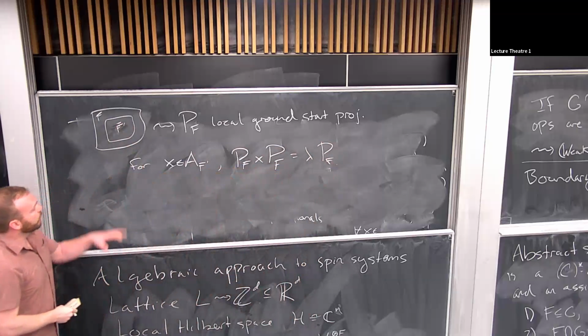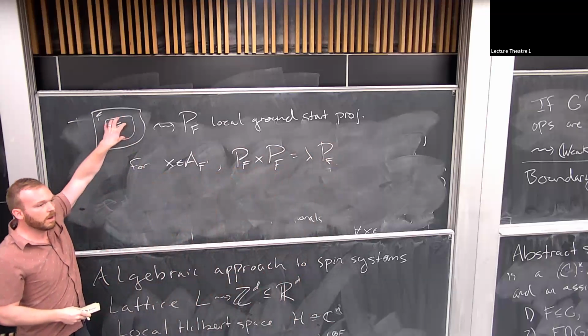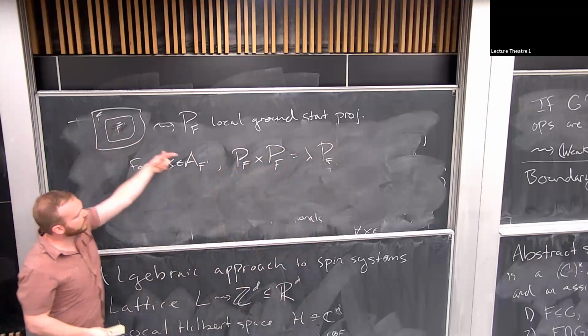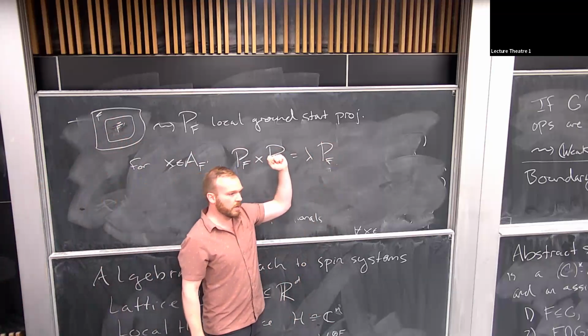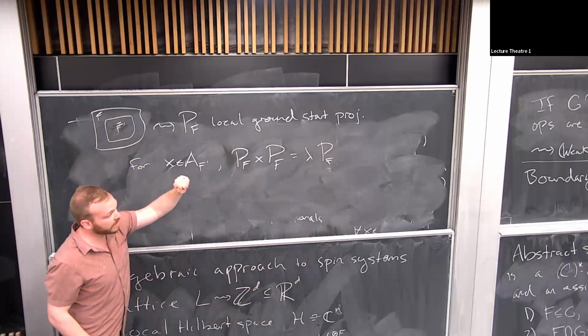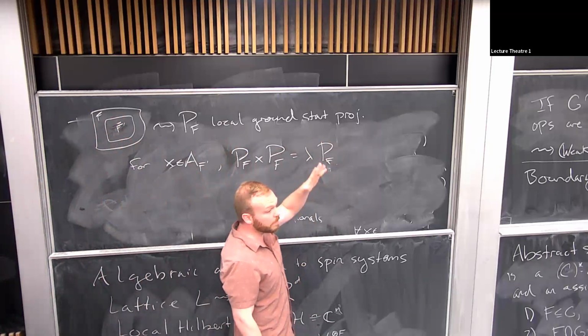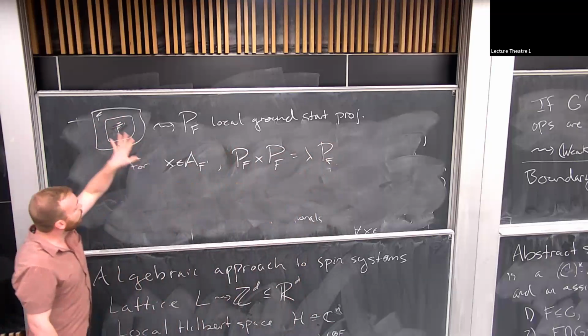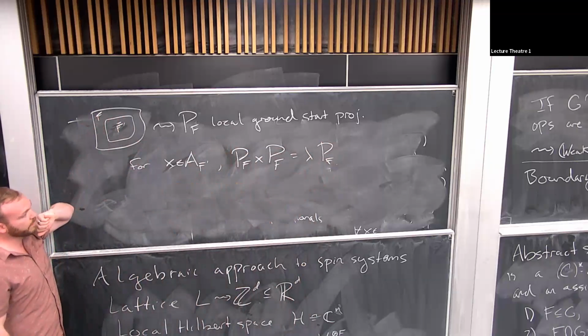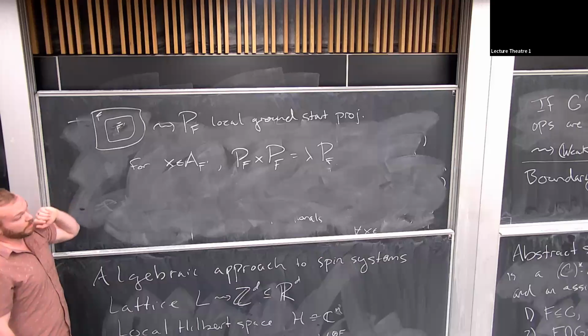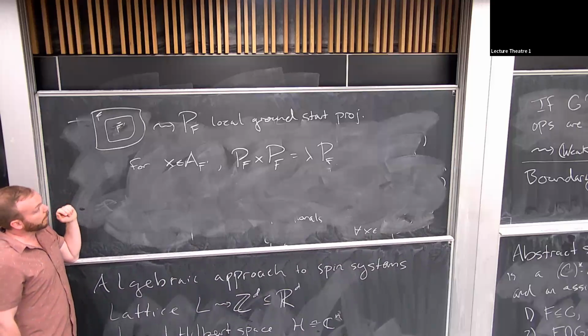So if I go far enough into the middle of my local ground state projection and I squeeze the operator between, I just get a scalar. This is the special property that defines local topological order. This is what we mean by local topological order: a bunch of projections satisfying this condition. They usually arise as ground state projections of some commuting projector Hamiltonian.